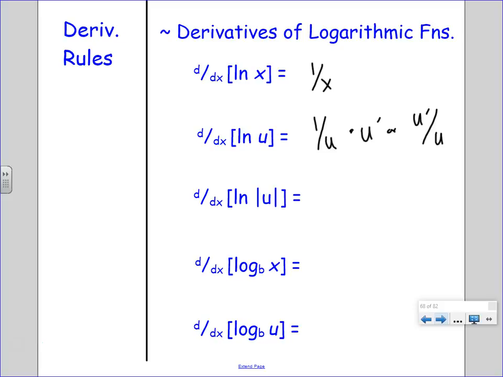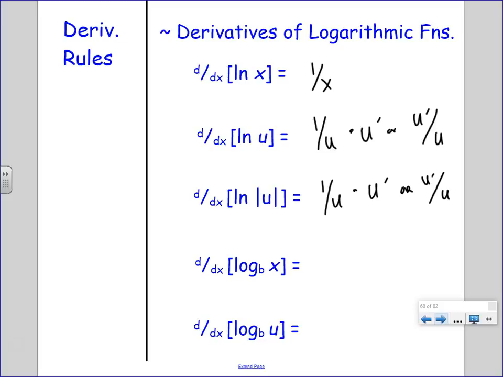Now here's a funny one. The derivative of ln of absolute value of u doesn't change anything. Because with absolute value of u, ln can only have positive domains anyway. So actually, whether it's a normal u or an absolute value, the derivative remains the same. Just something to be aware of. It doesn't change. ln is the one thing with absolute value that nothing changes.